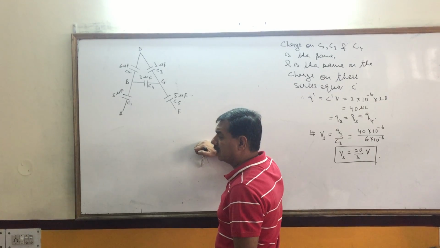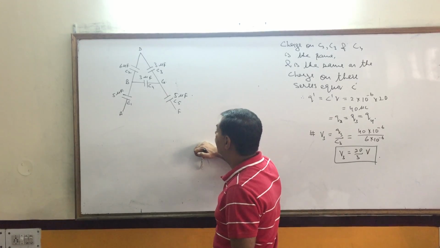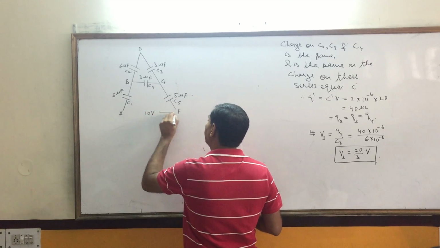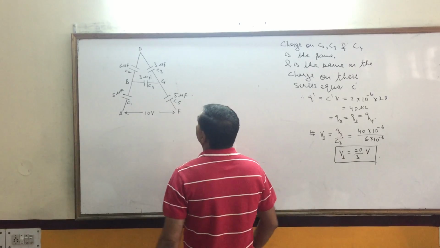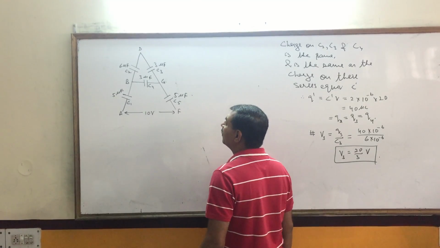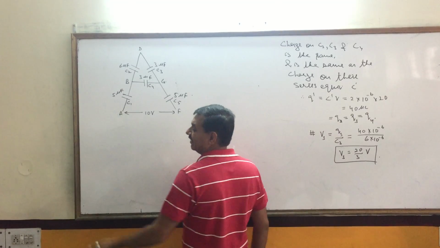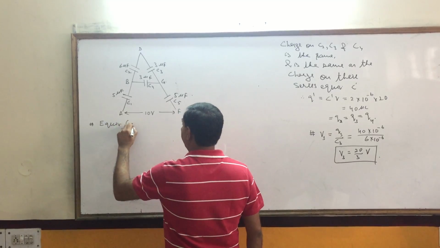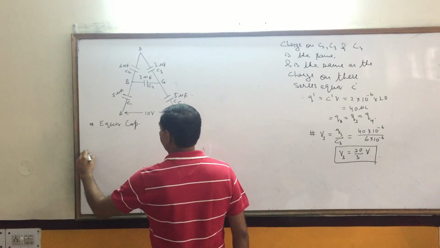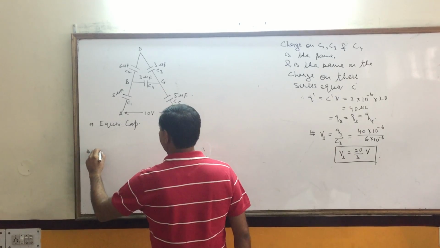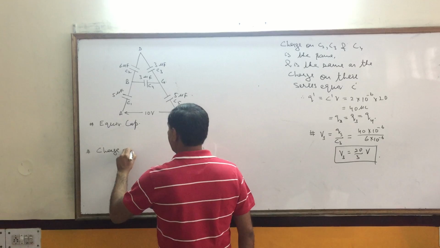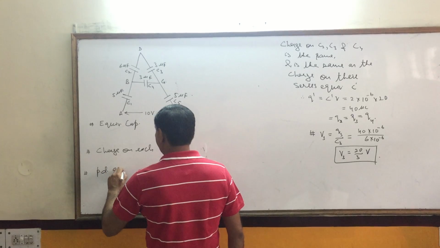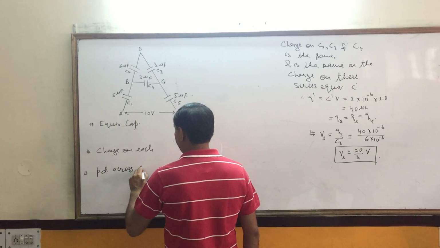Find the equivalent capacity across A and F. Okay? And if this is 10 volts, find the charge on each and the potential difference across C2. Equivalent capacity. Charge on each. Potential difference across C2.